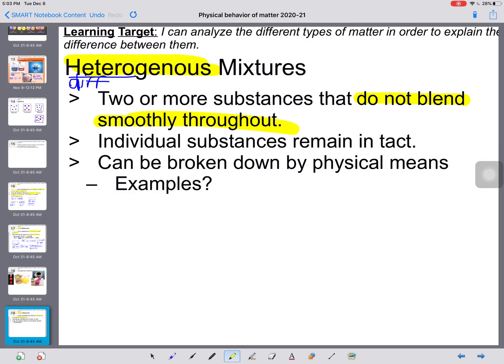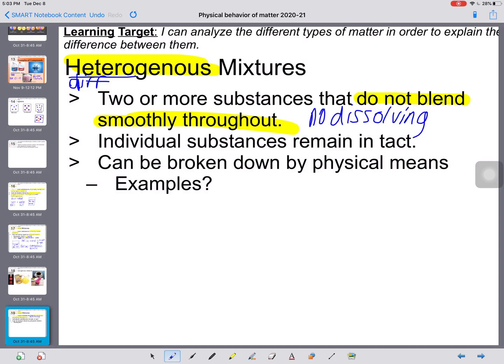No, there's no dissolving. Nothing is blended together. The individual substances remain intact. So you could see all the individual pieces of that mixture still because each individual part of the mixture remains intact. And because it is a mixture, it's broken down by physical means. It can be broken down by physical means.